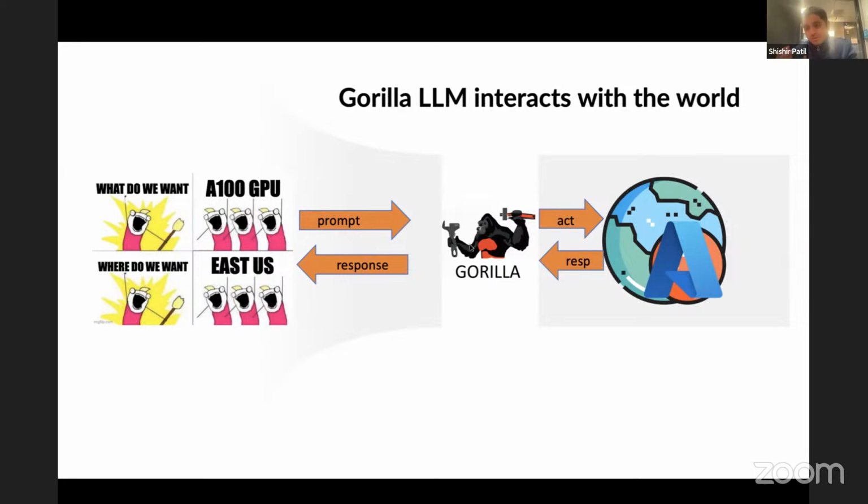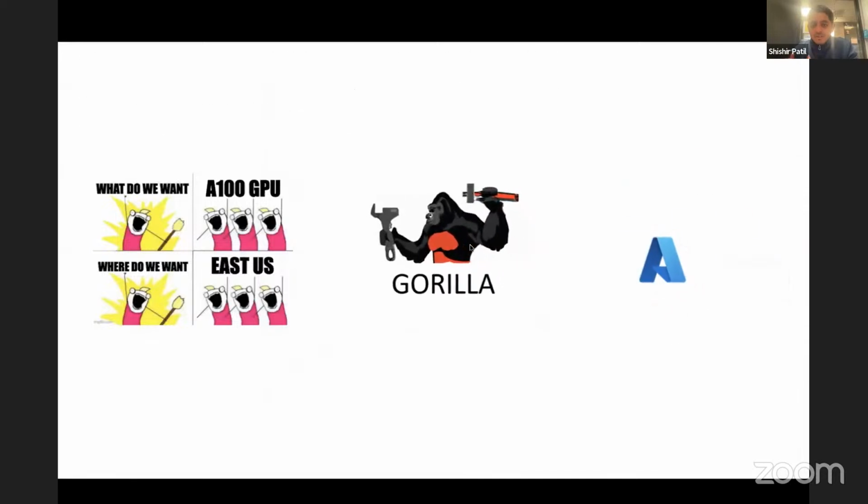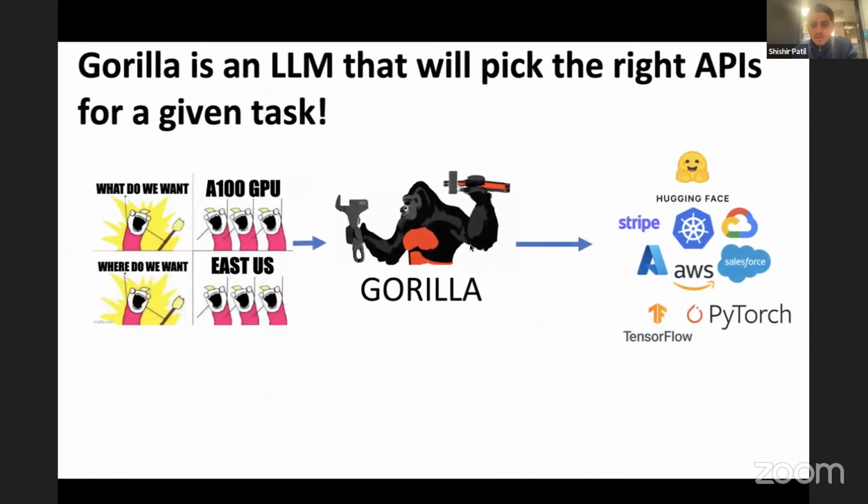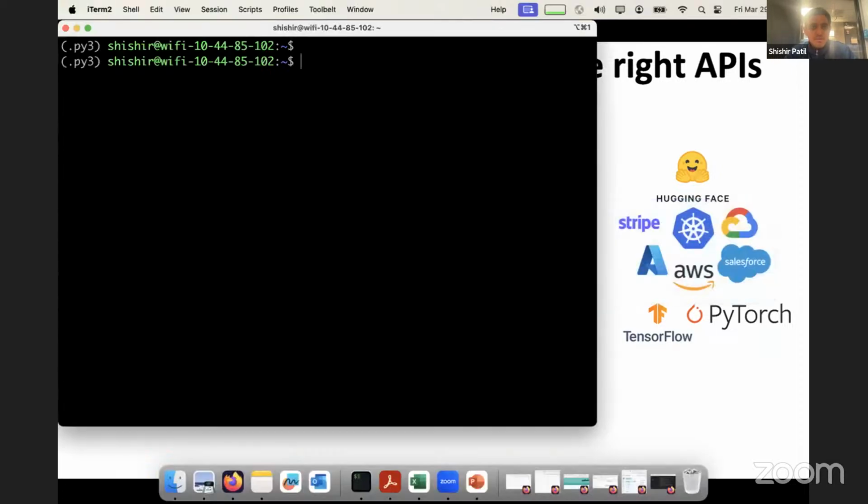So this was our idea, and since then the Gorilla project has gone on to include about 20,000 APIs, which includes your hyperscalers like Azure, GCP, AWS, payment gateways like Stripe, machine learning APIs, Kubernetes, Salesforce, and so on and so forth. So you basically talk to the outside world using your LLM is the idea. Before I proceed to some of the interesting scenarios, let me also show you some examples.